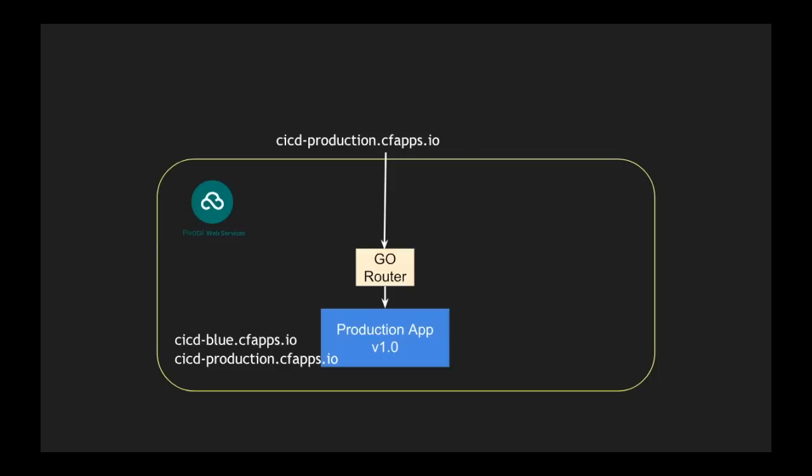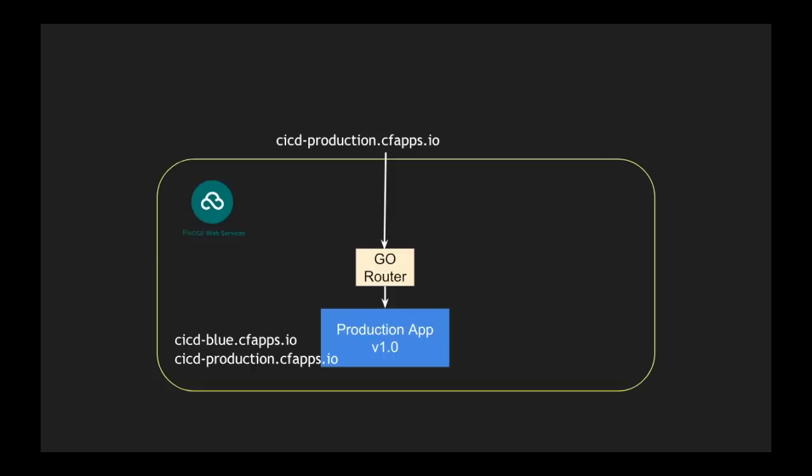So we are going to create the CI/CD blue URL and the CI/CD production URL for this application. You can access this application with two different URLs, one with CI/CD blue, the other with CI/CD production. The downstreams might be using your application with CI/CD production, but they won't even know that there is a URL called CI/CD blue because that is internal for us. We are going to use it for blue-green deployment.